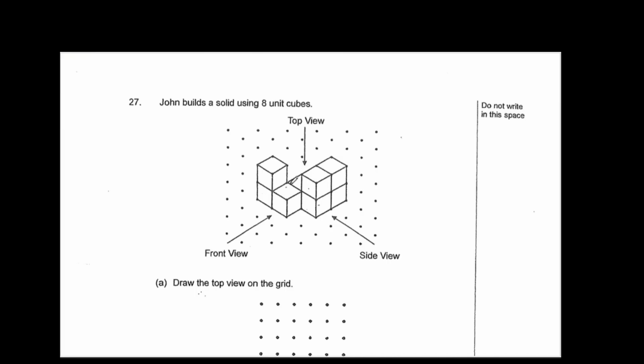So 1, 2, 3, 4, 5, 6, 7, 8. There's nothing behind, right behind this one, right next to this. Okay, I hope you get what I mean now. I'll just highlight which one I'm talking about. So from the top view, got this. Okay, this is from the top view.